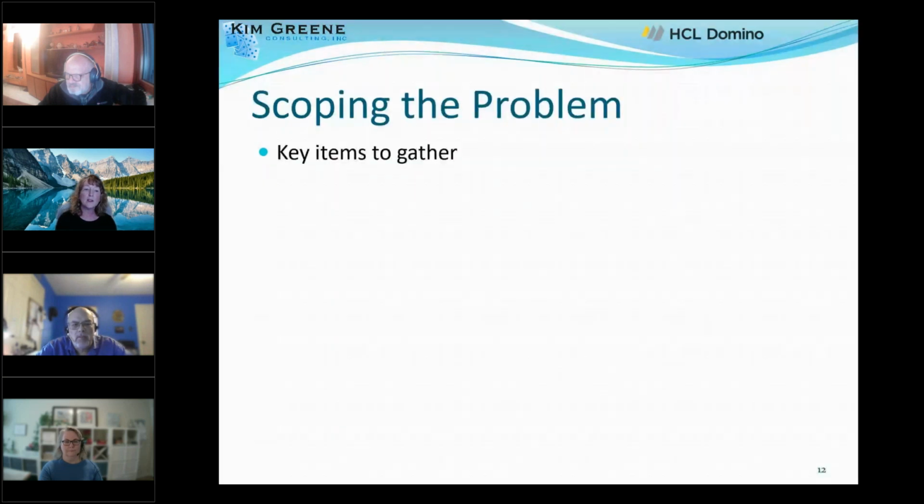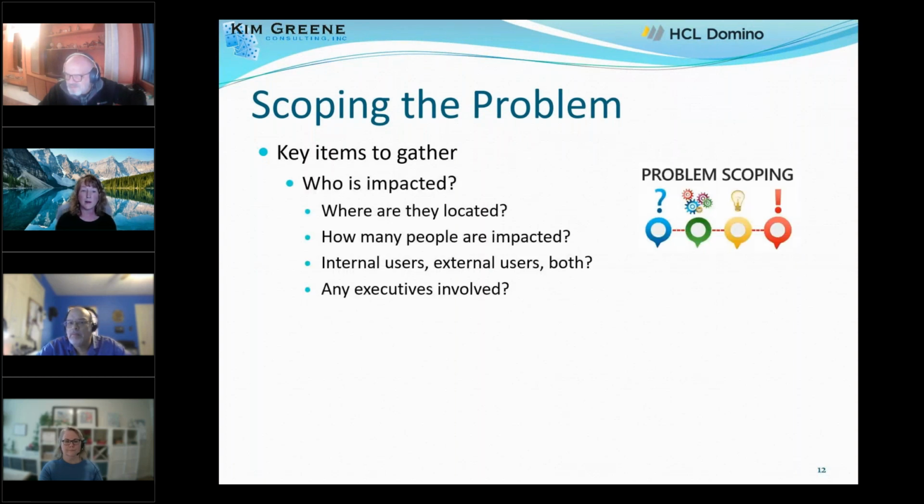So there's lots of things we need to look at and items we need to gather when we're scoping the problem. The first thing is who's impacted, right? Where are they located? How many people are impacted? Are they internal, external users? Are they both? Almost all of our customers now have operations worldwide. So it may be that the users in China are impacted, or is it the users in San Francisco? Or is it the users in New Zealand? Who's impacted? How many people are impacted?